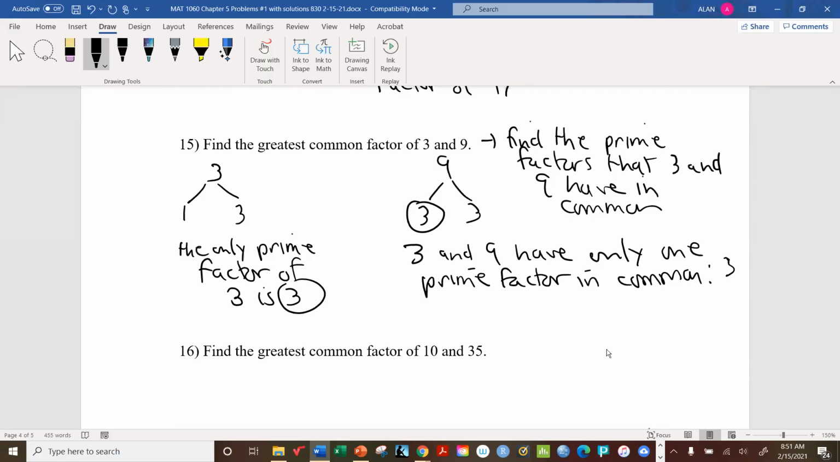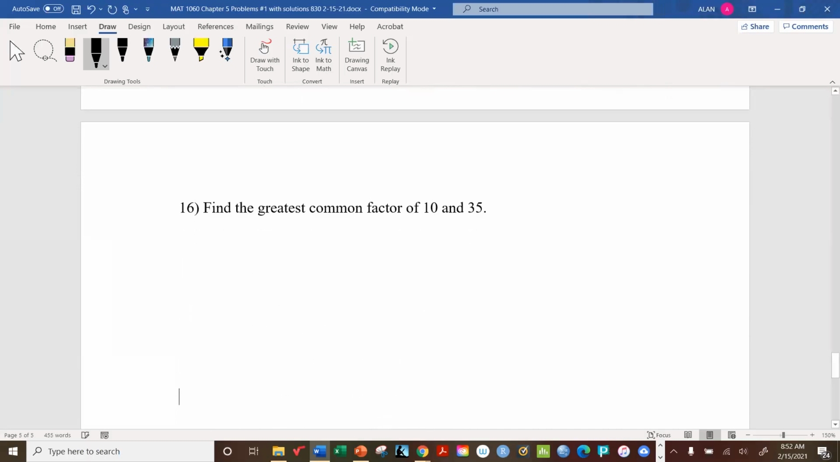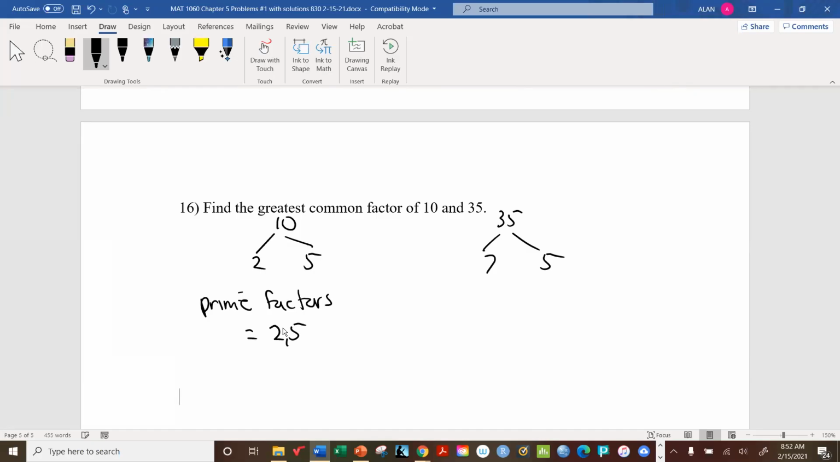Now, how about 10 and 35? This is different. Neither one of them is prime. There should be a greatest common factor between them. Let me just move this down here to make some space. So we're going to have two trees. This one is easy. How about this one? It couldn't have gotten much simpler. So the prime factors here are 2 and 5.